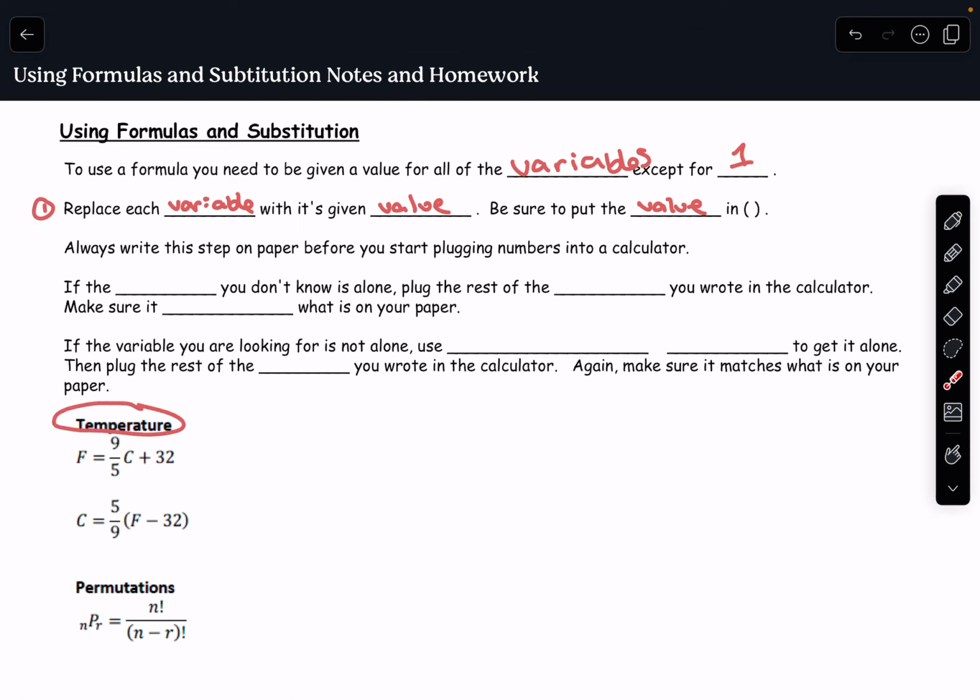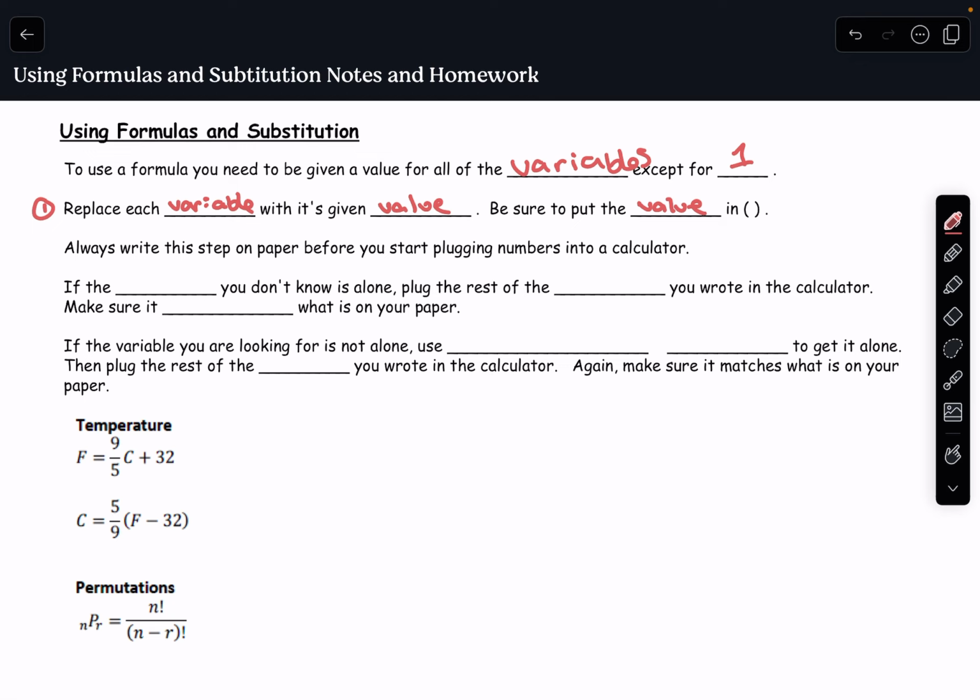The first one tells you if you know the Celsius temperature, how to convert it into Fahrenheit. The second one goes the opposite. If you know the temperature in Fahrenheit, how do you convert it to be Celsius, right? Because not everybody uses Fahrenheit, not everybody uses Celsius. It's one of those annoying units that we have to convert back and forth sometimes.